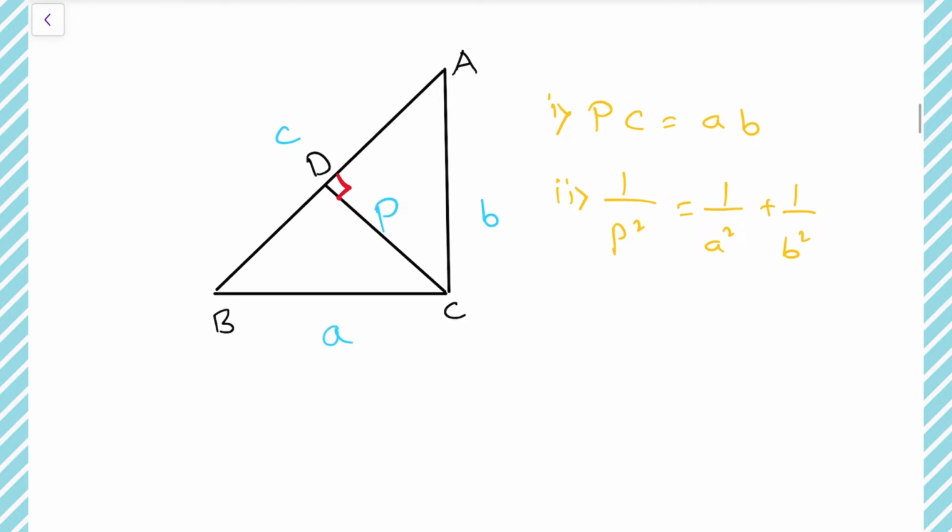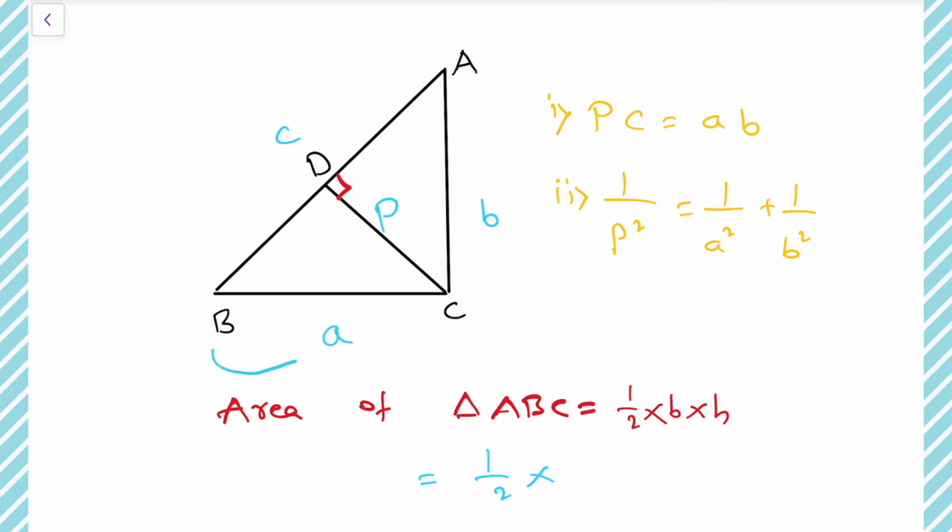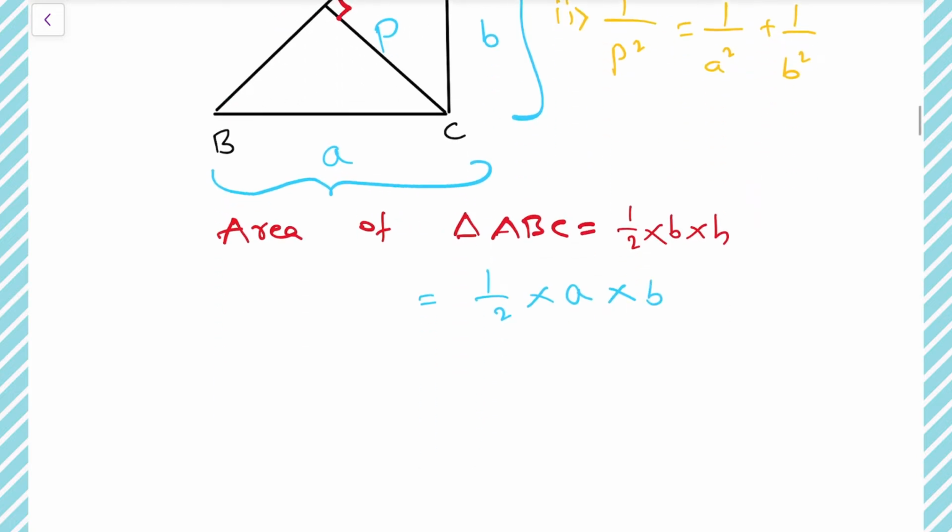Observe this figure clearly now. We have ABC right angle triangle, right? For that ABC right angle triangle, I am going to find out the area of triangle ABC. Area of any triangle is half into base into height. Half into this BC is the base, that base is given as small a, into height. This AC will become height and that AC is given with a small b. So half into a into b, that is nothing but half ab.